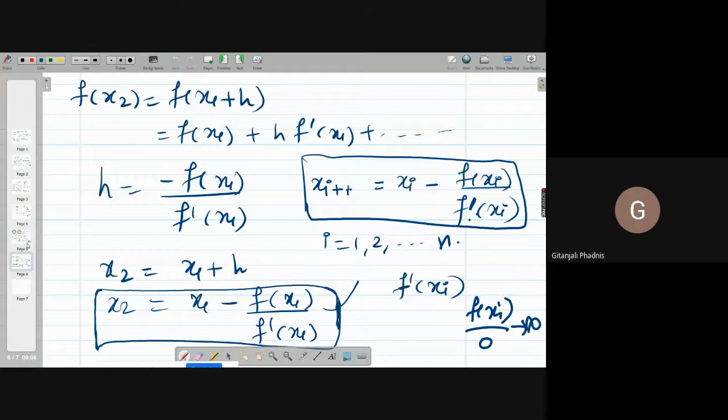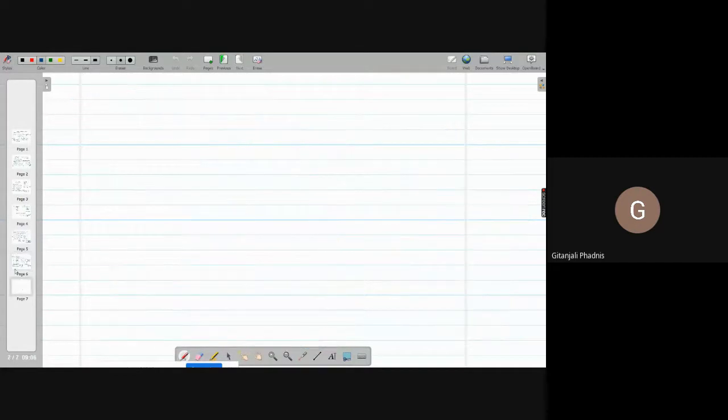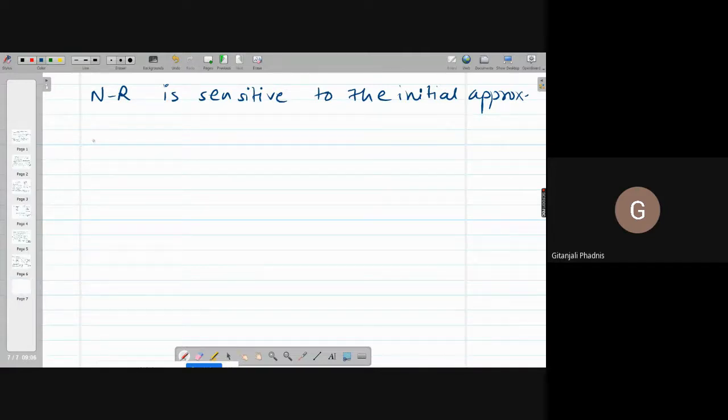That's why this procedure is very sensitive. This method is very sensitive to the initial approximation. If your initial approximation is wrong, then you will diverge from the exact root. Initial approximation अगर आपका गलत है तो आप रूट के नजदीक नहीं जाओगे. You will go away from the root. The sequence of approximations will not converge to the root. It will diverge.